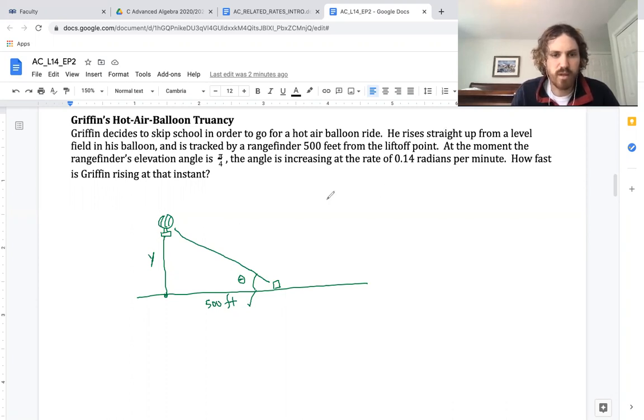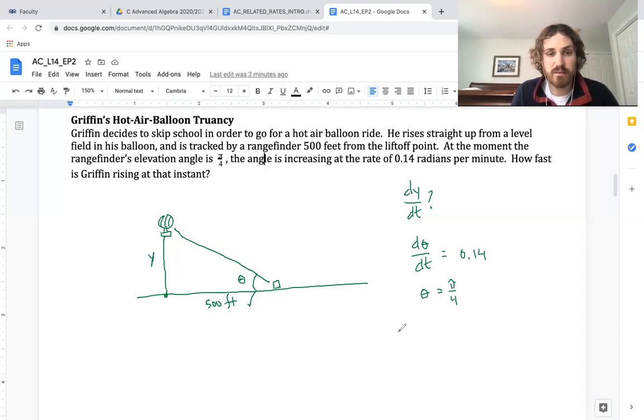First of all, we know that we want to know dy dt, right? How fast is Griffin rising at that moment would be the rate of change of y with respect to time. We know d theta dt. D theta dt is 0.14. We also know at this instant that theta is pi-4ths. Okay, so these are some of the things we know.